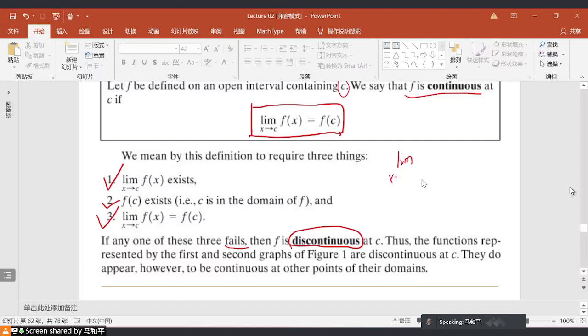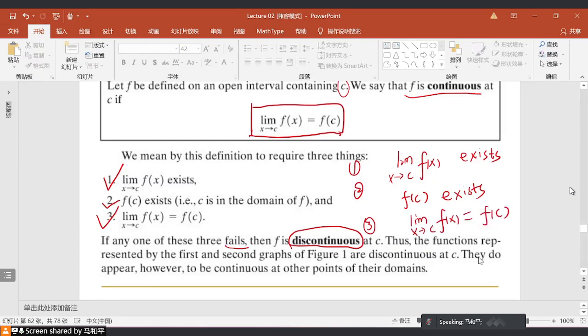First, this limit exists. Second, f(C) exists. Third, the limit is f(C). Although we know the third equality contains the first and the second, to make sure we are clear, we say it requires three things. This is the definition of continuity at a point C.